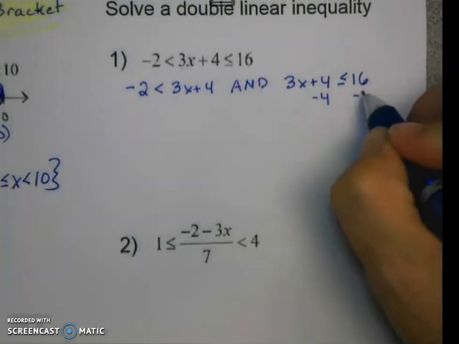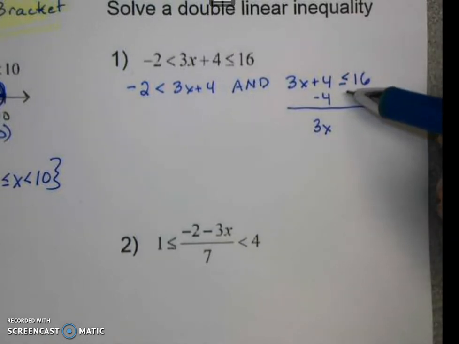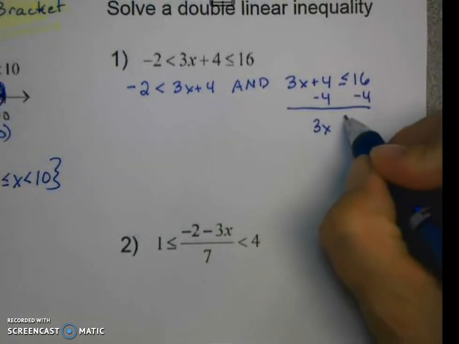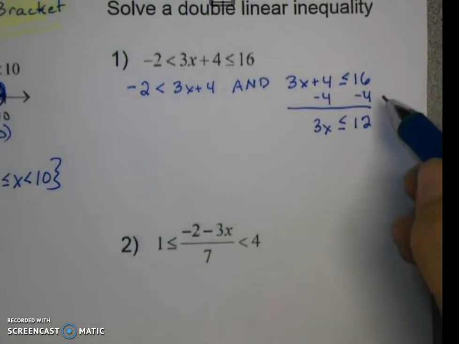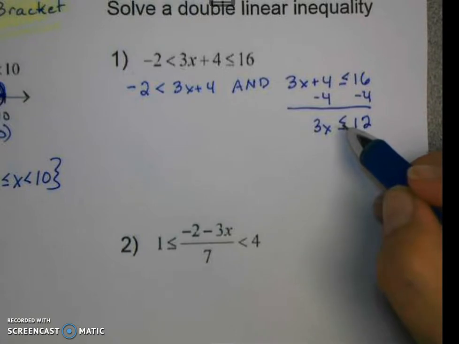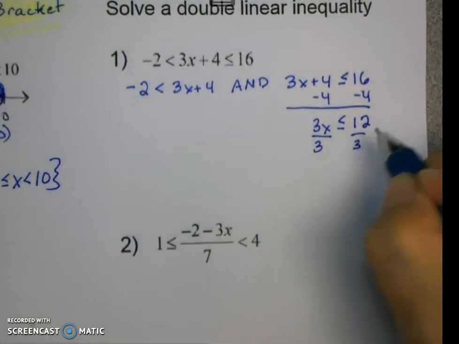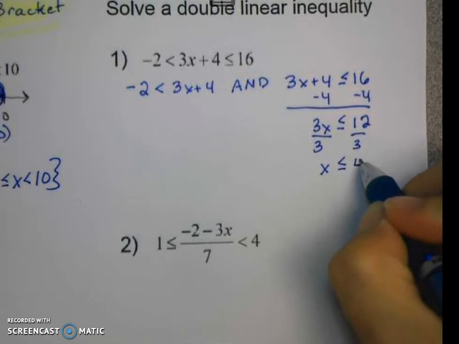-4, 3x. Now be careful. This is not equals. This is less than or equal to, and you must keep copying this symbol when you're solving. Less than or equal to 12. Remember, we are only going to flip this over if the division is with a negative number. So this divide by 3, not negative. So x is less than or equal to 4.